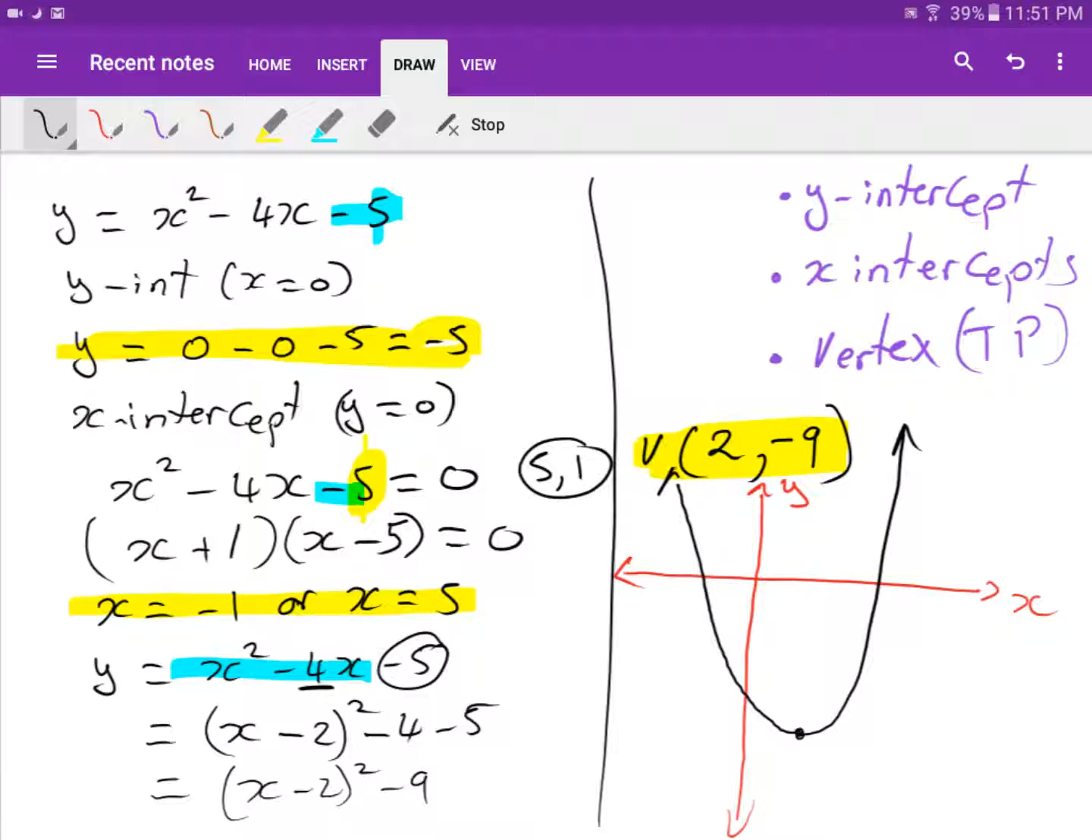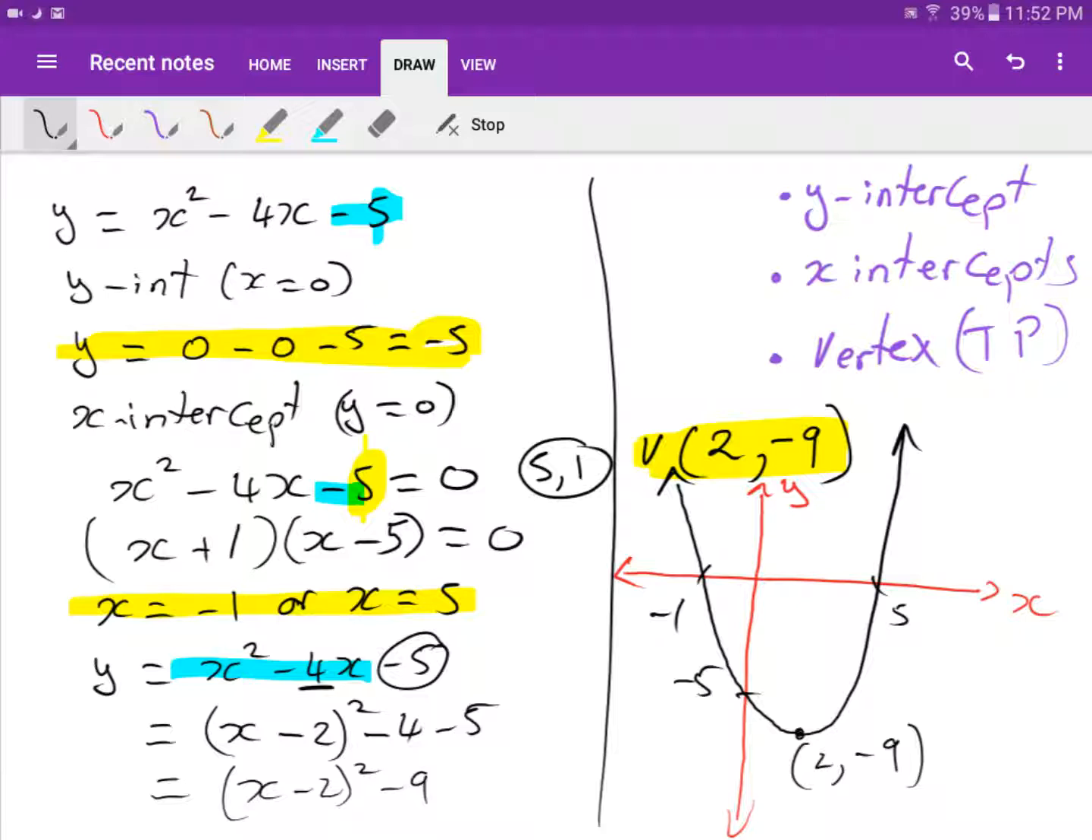That's all. Okay, then I fill up this information. This is 5, this is negative 1, this is 5, and then negative 2, 2, negative 9. Okay, so that's what that meant. So 2, negative 9. There you go. Okay, this is how you sketch y equals x squared minus 4x minus 5.